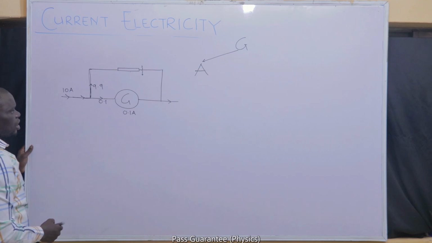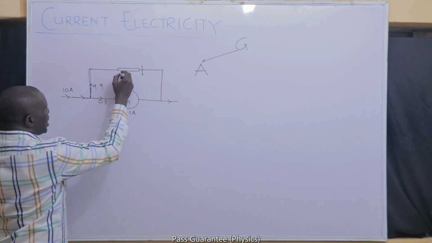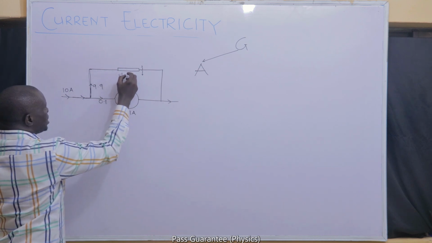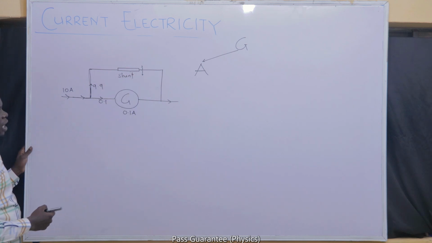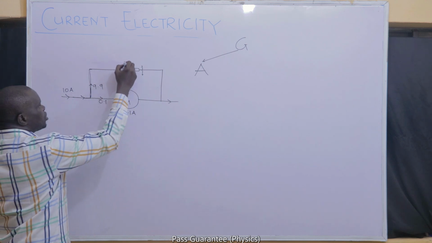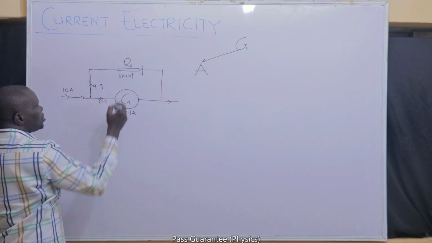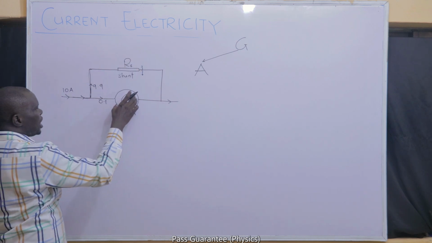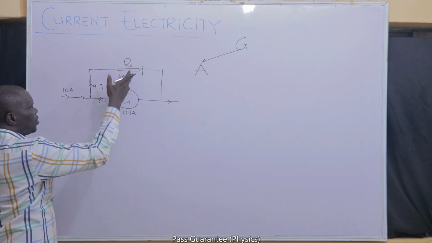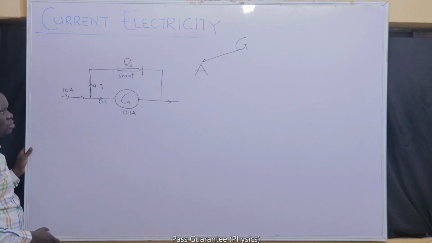If this is to be the case, we'll call this material of very low resistance a shunt. A shunt is a resistor of very low resistance, and I can now be asked to find the resistance of the shunt. If I am asked to explain how to convert a galvanometer to an ammeter, I'll say that I'll connect a shunt in parallel to it.